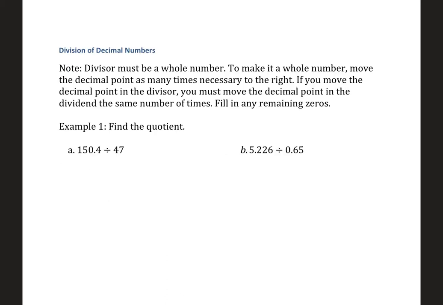When dividing decimals, you have to keep in mind that the divisor, or the number you're dividing by, has to be a whole number. If it's not, we have to make it a whole number by moving the decimal point as many times as necessary to the right. And however many times you move it to the right, you'll have to move it to the right in the dividend as well, the number on the inside.